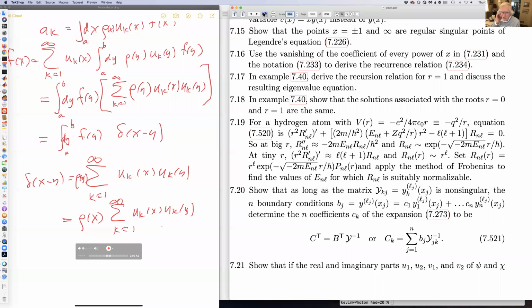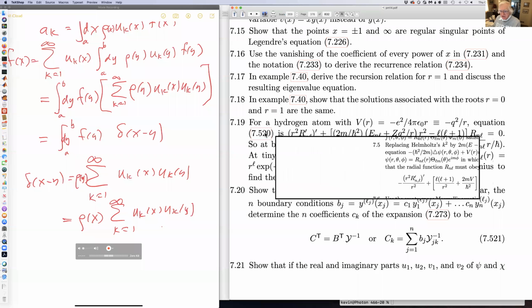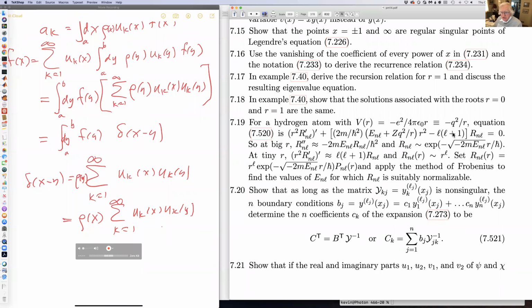And so for a hydrogen atom with a certain potential, equation 520, that's the differential equation there. It's of this form, so at big r, such and such, and the R function should look like this. At tiny r, it looks like this, and so it should go as r to the l.